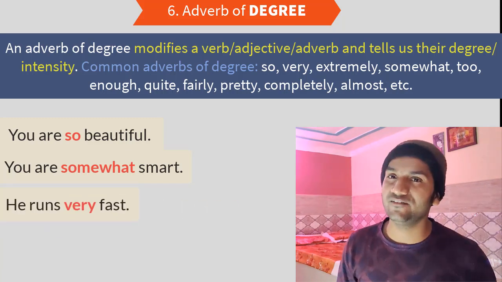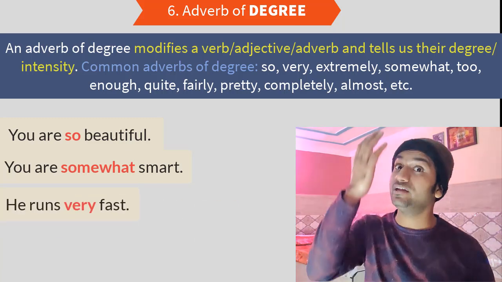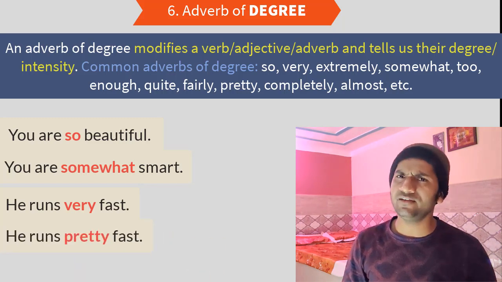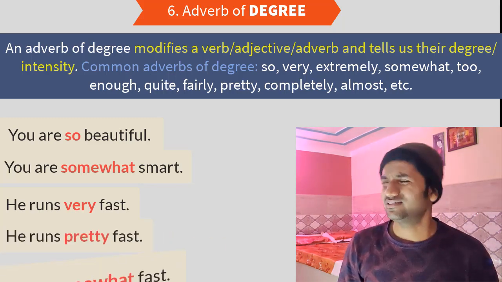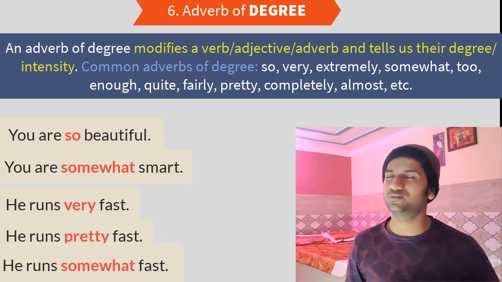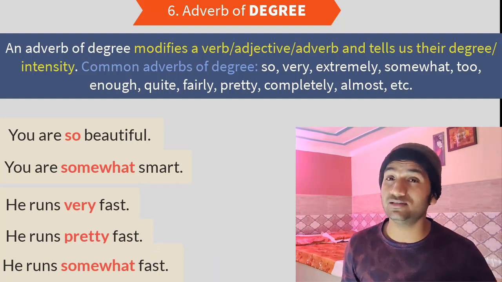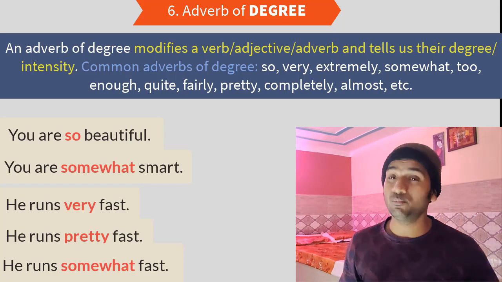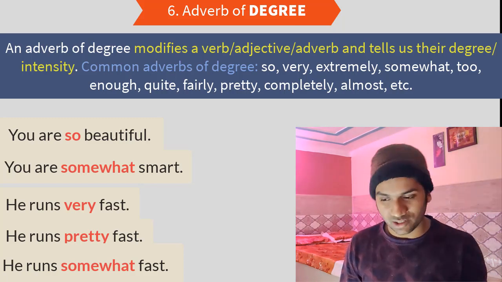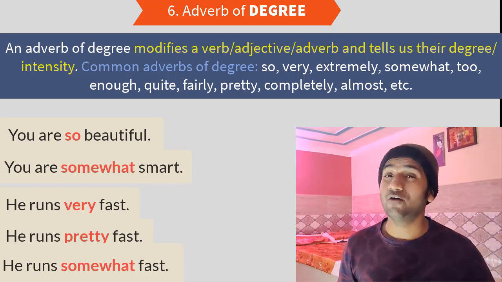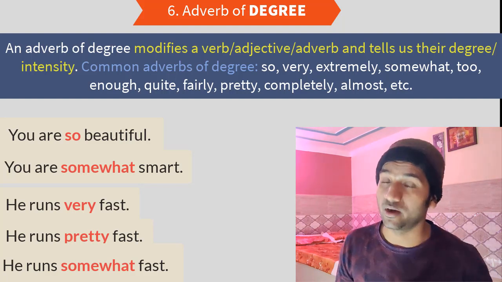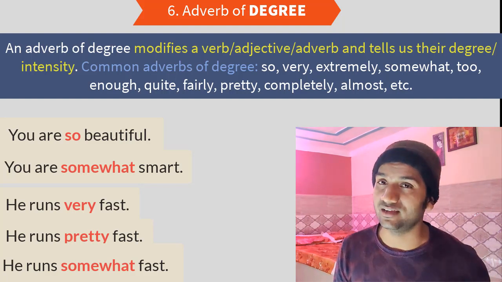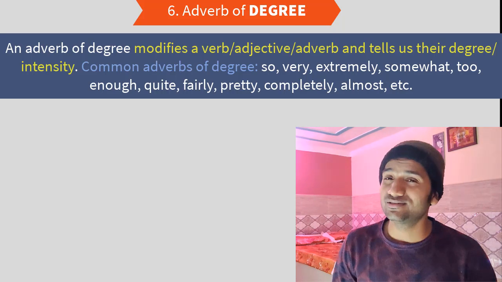He runs very fast. How does he run? Very fast. He runs pretty fast. He runs somewhat fast. So all these words, pretty, somewhat, extremely, so, are adverbs of degree, and they're talking about the degree of the action or an adjective, and we use them just before the words they modify. So this is how we use an adverb of degree.